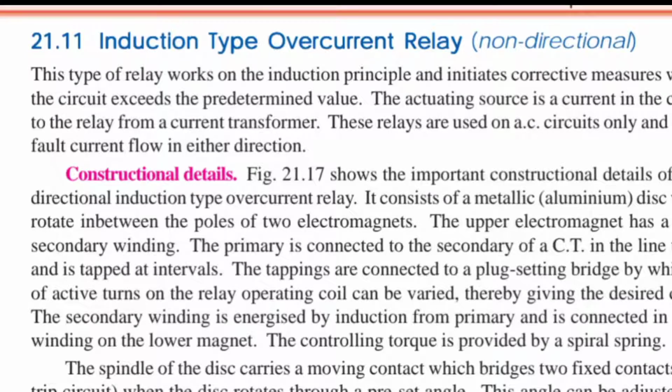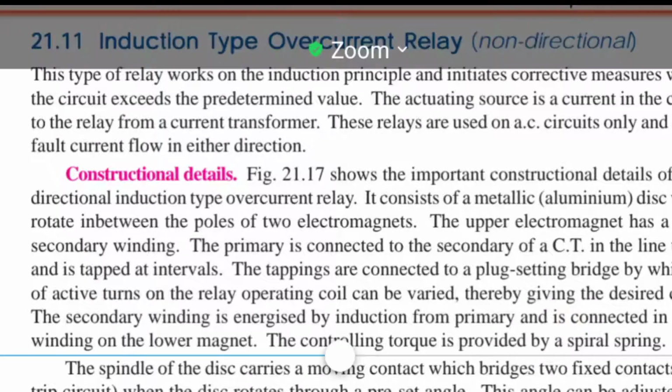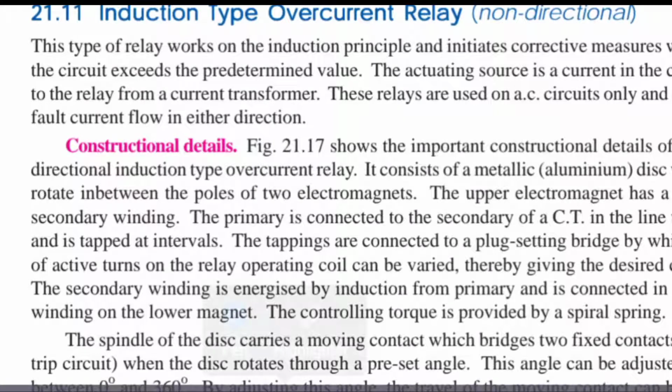This type of relay works on the principle of induction and initiates the circuit breaker when it reaches the pickup value, the predetermined value. The activating source here is current. Based on the activating source and function, the relays are classified. The construction is similar to the induction type relay, but we use a plug setting multiplier and a plug bridge to extend the range of the relay.